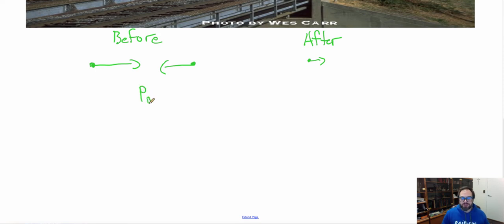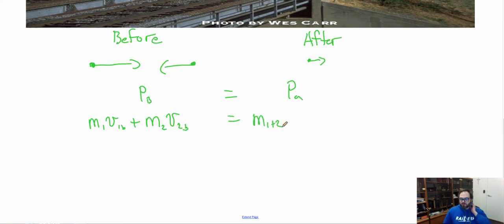We know the momentum before is equal to the momentum after. We know the momentum before, we have two trains. We have train 1 and train 2. And after, we have them both coupled together. So now we're going to isolate for what we want to know, which is my velocity after the collision.